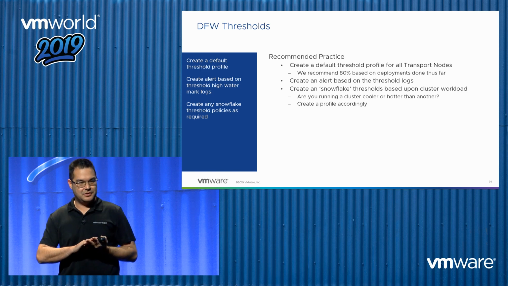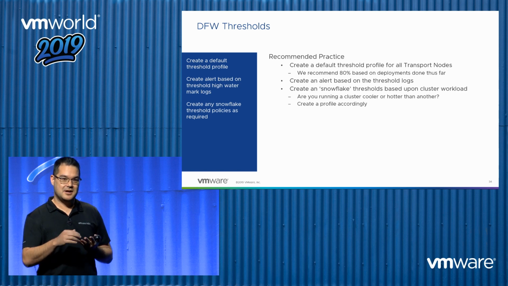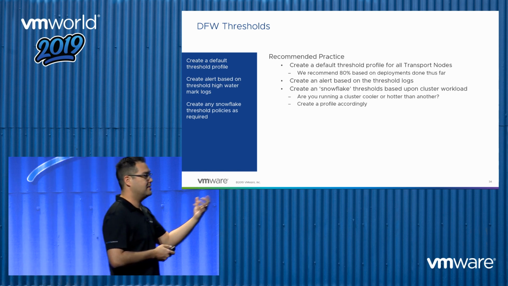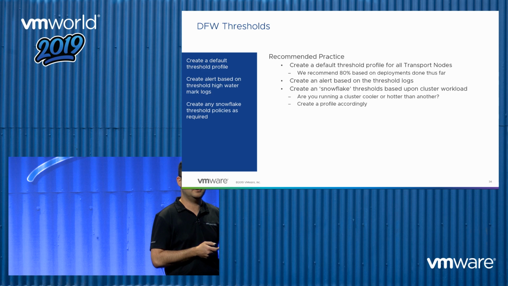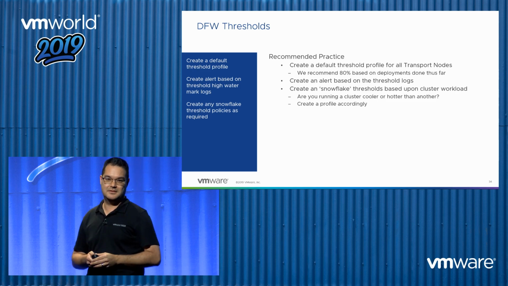You can set the threshold timers per individual host or per cluster, because you create a group and you apply those timers to a group of transport nodes. So if you have a cluster that runs hotter than something else, you can set the limits appropriately.